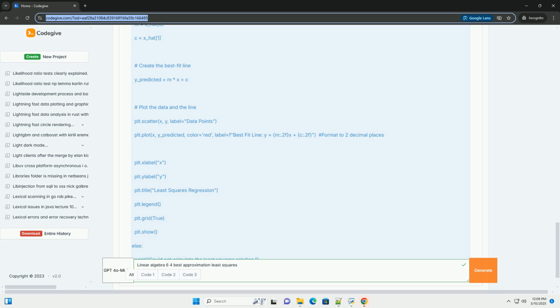5. Least squares problems and linear models. A very common use case for least squares is in fitting linear models to data. Suppose you have a set of data points (x1, y1), (x2, y2), up to (xn, yn). You want to find a line, or a more complex linear function, that best fits these points. Linear model: y equals mx plus c, where m is the slope and c is the y-intercept. You can set up an overdetermined system of equations in matrix form, where now you can use the least squares solution to find the best values for m and c that minimize the difference between the predicted y values and the actual y values.